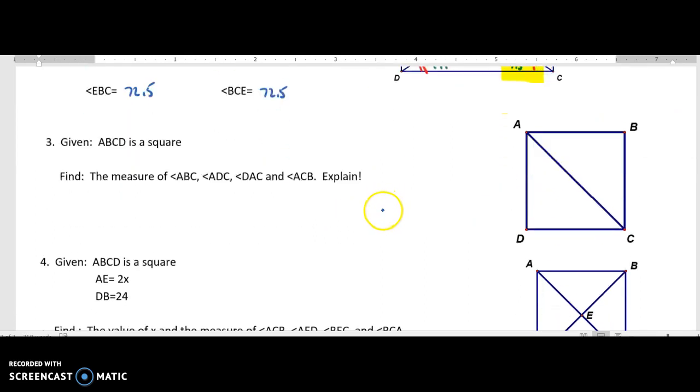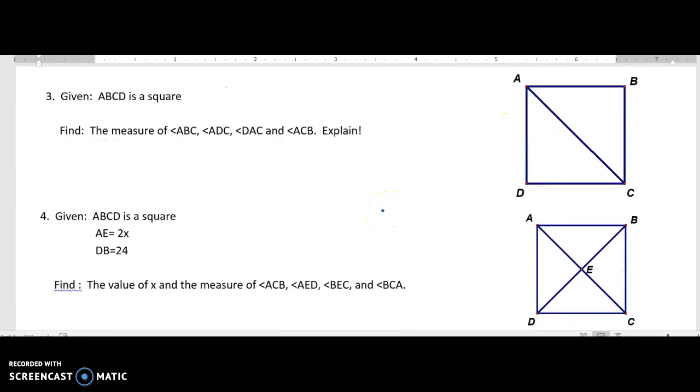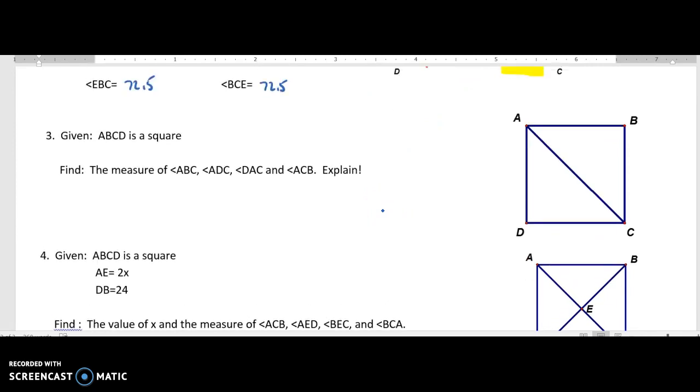So the next one is a square. Now remember, a square is every parallelogram we've talked about. It's a parallelogram, it's a rectangle, and it's a rhombus. So it holds all of those properties. Now it says find the measure of angle ABC, ADC, DAC, and ACB.